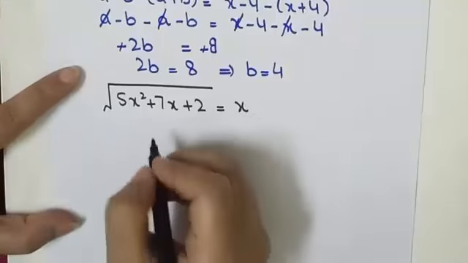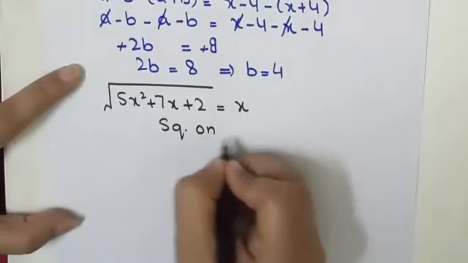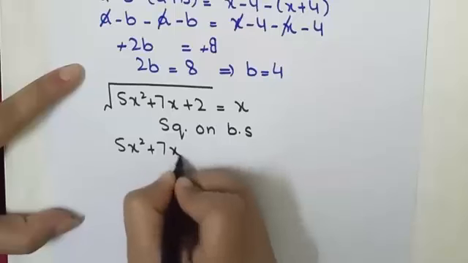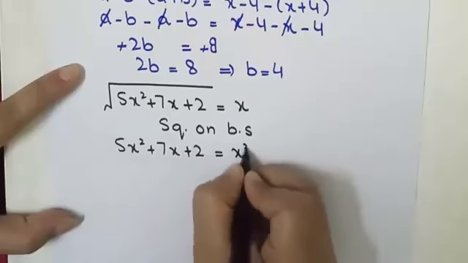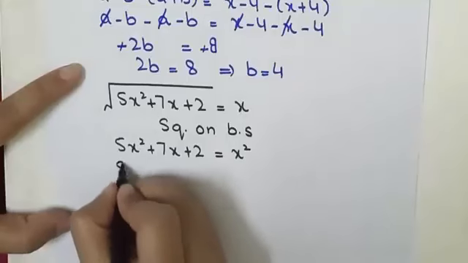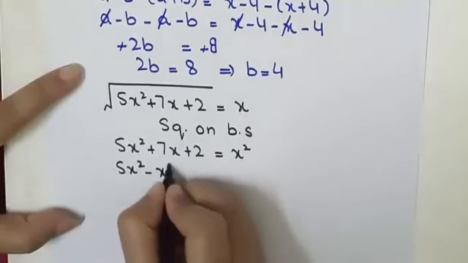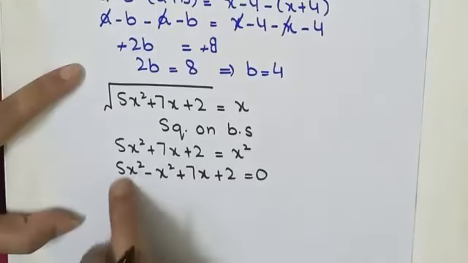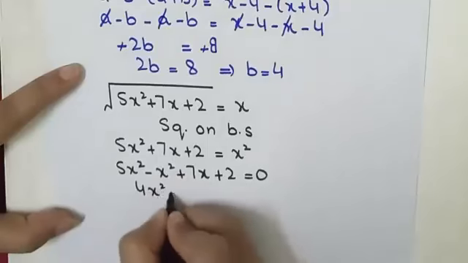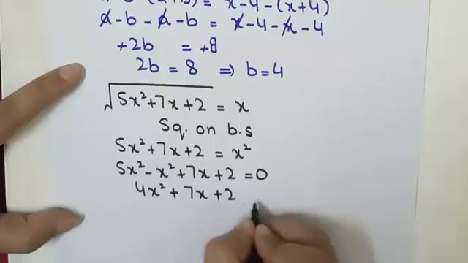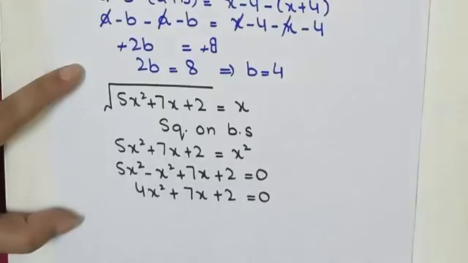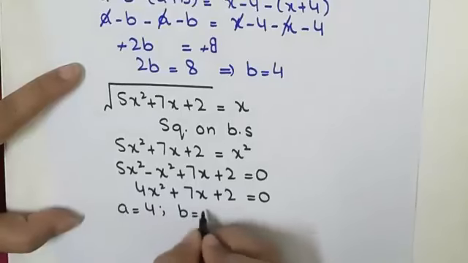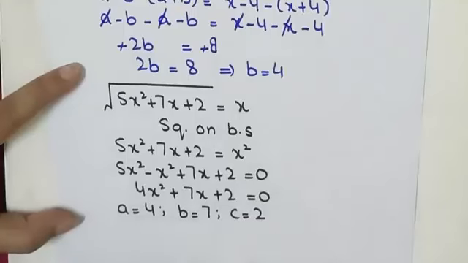Solve this term. For this we will square on both sides of the equation, and we have 5x square plus 7x plus 2 is equals to x square. Then 5x square minus x square plus 7x plus 2 is equals to 0. So 5 minus 1 is 4x square plus 7x plus 2 is equals to 0. From here a is 4, b is 7, and c is 2.